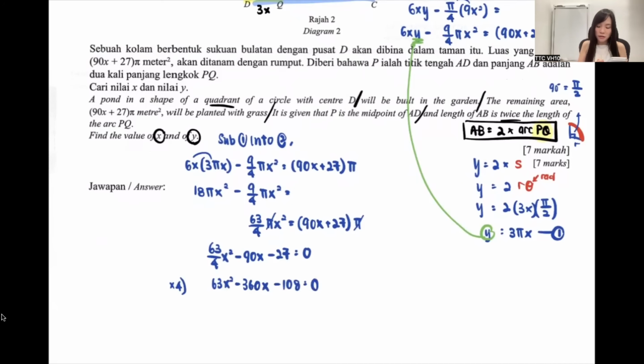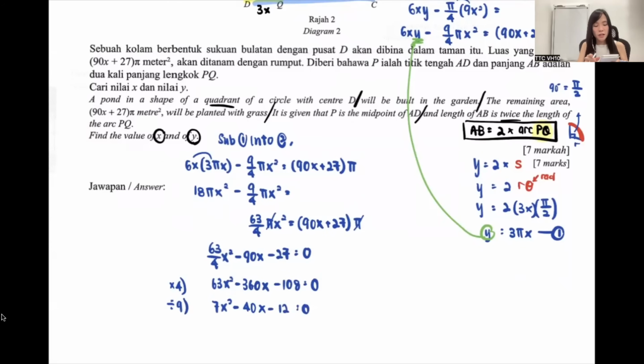63 can divide by 9 or not? Can everyone divide by 18? Cannot. My dear, divide by 9, babe. 63 divide by 9, isn't it 7x squared? 360 divide by 9, 40. Can. 108 divide by 9, 12.